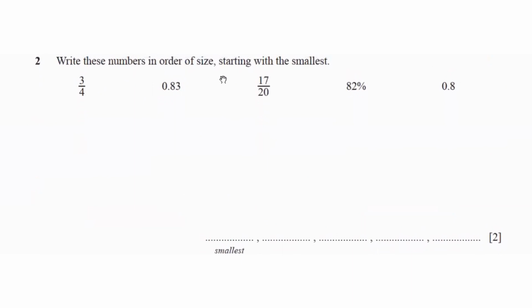Write these numbers in order of size, starting with the smallest. So let's convert everything into a decimal. 3 over 4 is 0.75. 17 over 20 is going to be 0, because 17 is less than 20. 17 minus 0 is 17. Add a decimal, add a 0.